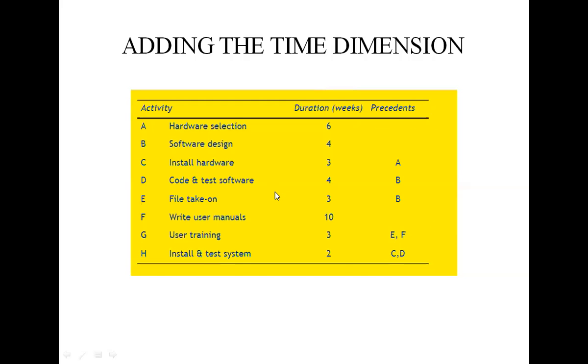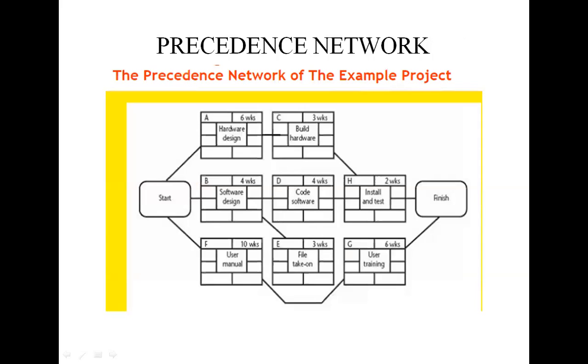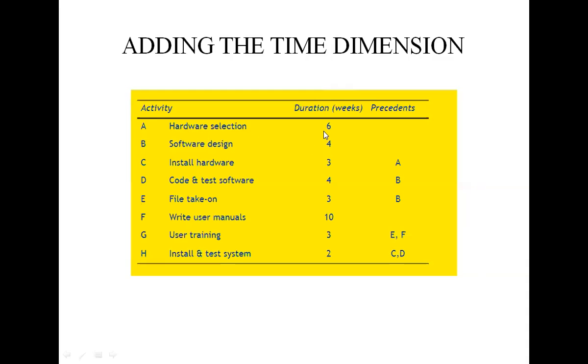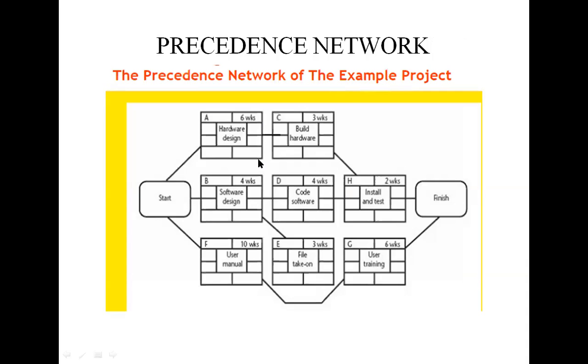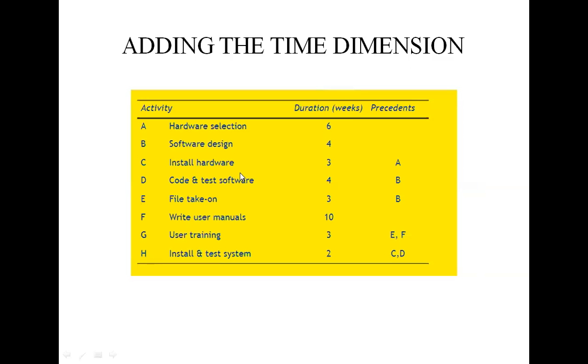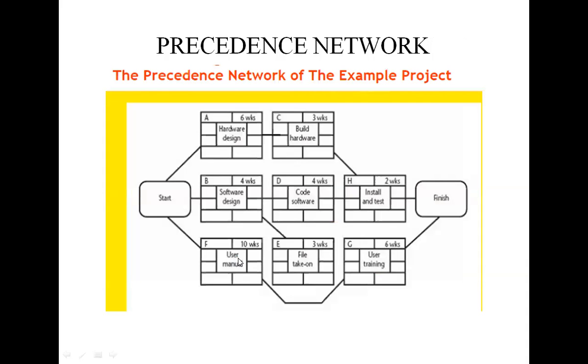Here, hardware design duration is 6 weeks. Then software design is 4 weeks. Then user training or user manual is 10.